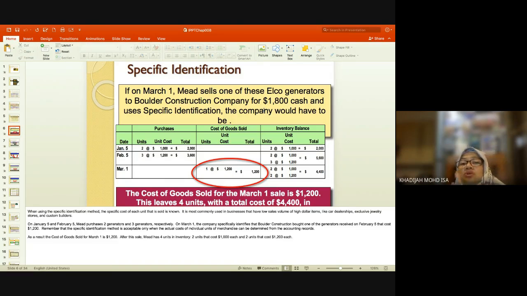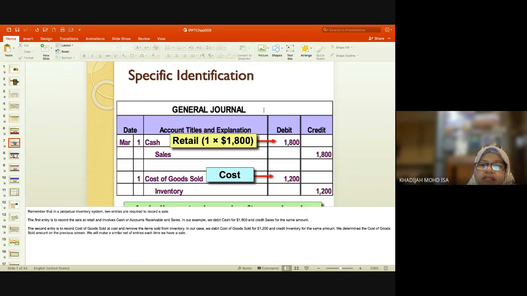Okay. Alright. So it says that we use specific identification, right? So when you talk about the method that you use, number one is specific identification. And number two, then only we say that, okay, next is this one.